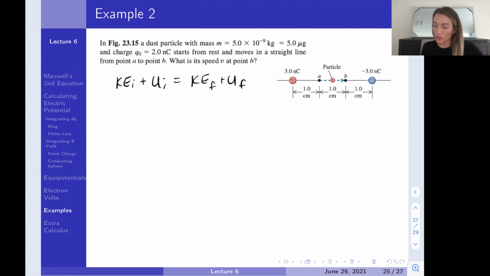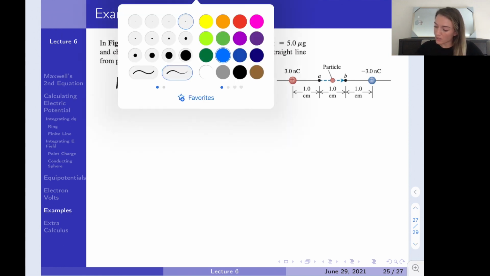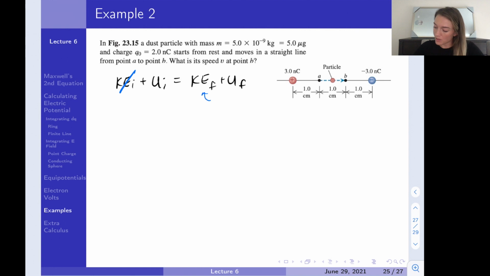It says that it starts from rest at point A, so right away we know that the kinetic energy initially is 0 because it started from rest. Then we want to find its velocity at point B. So we're going to want to do 1/2 mv squared in here and find that v, just like we did in our last lecture.